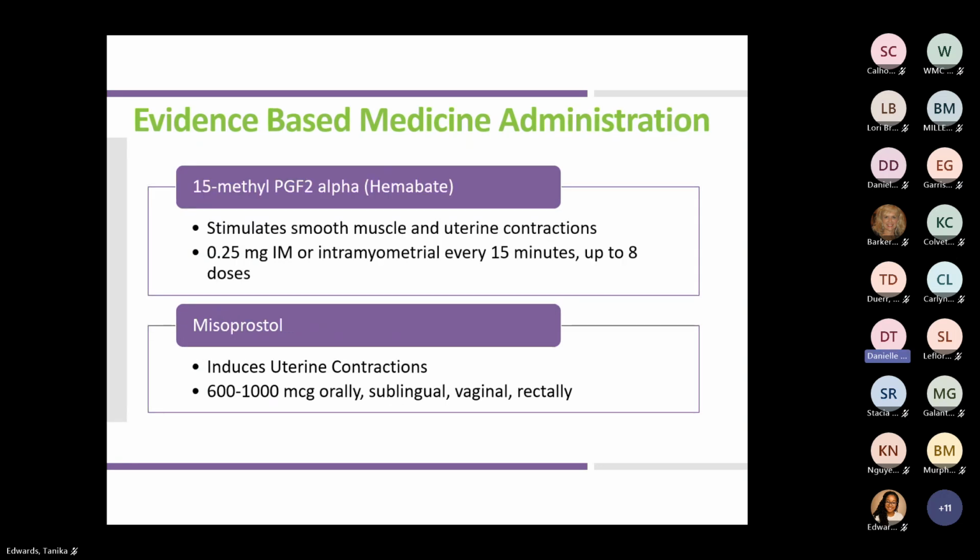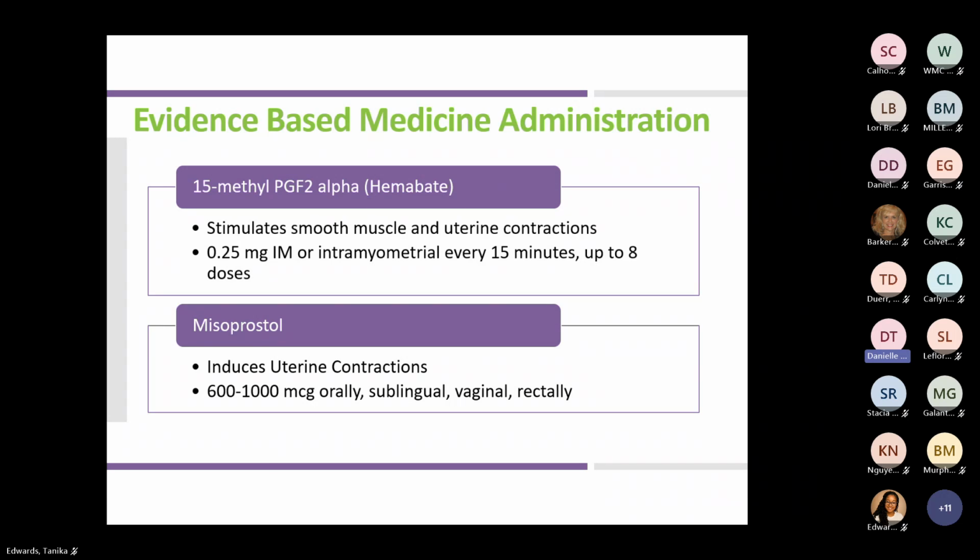Hemabate is our next agent. Again, the goal is stimulating smooth muscle and uterine contractions. This one is also given IM, or through the muscle, or you can inject it directly into the myometrium, the wall of the uterus, to help with contraction. So that's something that can be passed sterilely in the operating room off to the provider, the physician. This can be given every 15 minutes for up to 8 doses. Typically, we avoid this when someone has a history of asthma or any serious respiratory history.